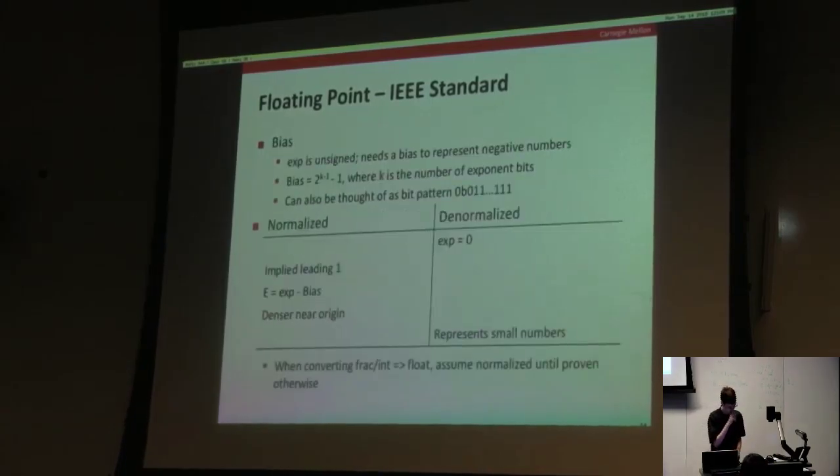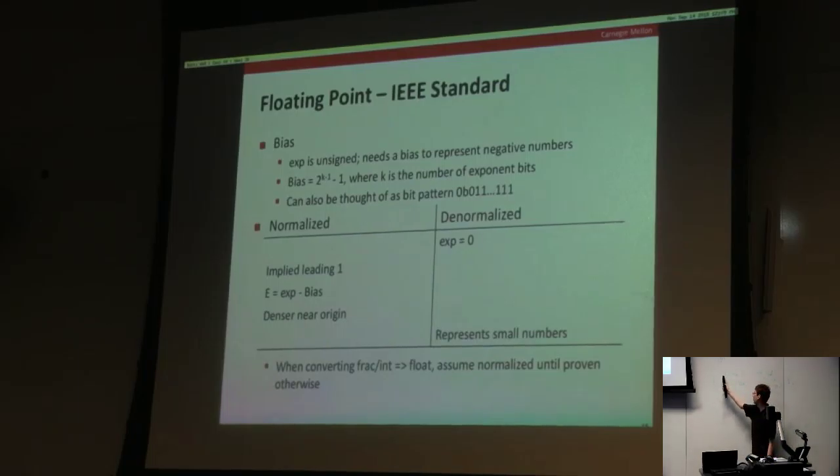Okay. So we have a different thing too, though. So that was a normalized number. We also have what are called denormalized numbers. So these normalized numbers are great, but there's a couple problems with them. Can anyone point out one particular problem with representing numbers using this formula? There's one that's actually really important.